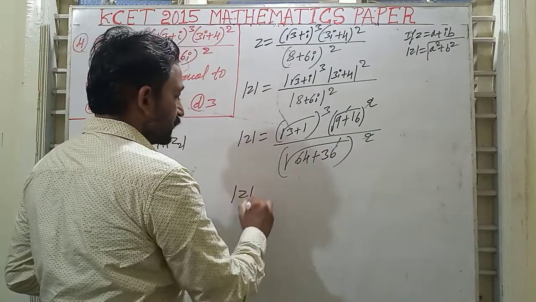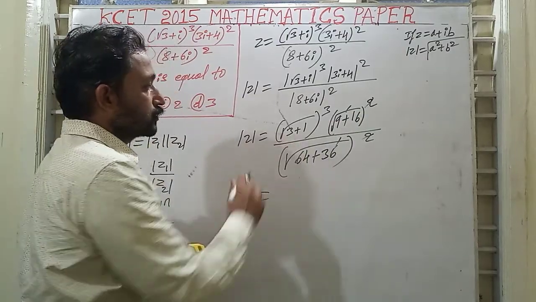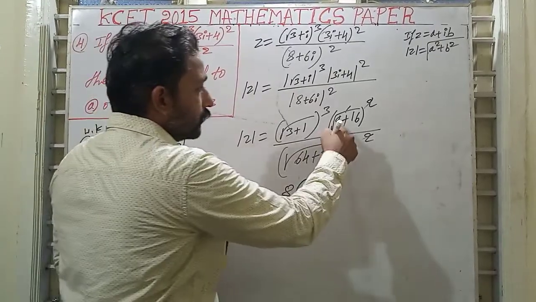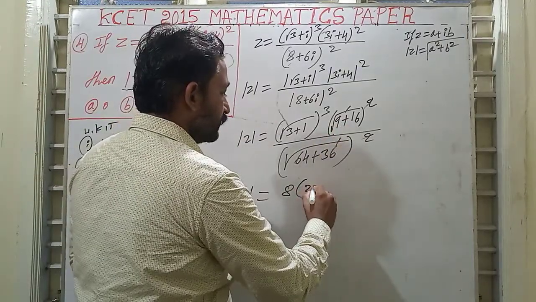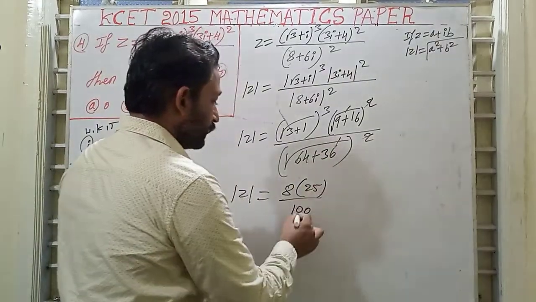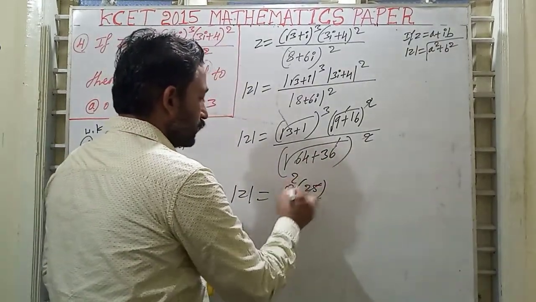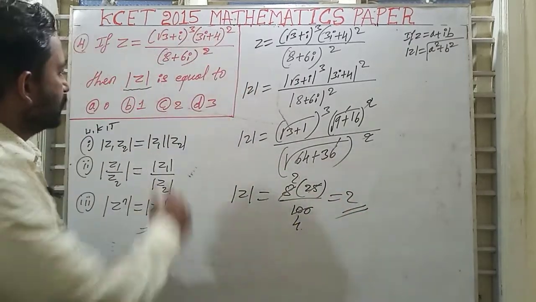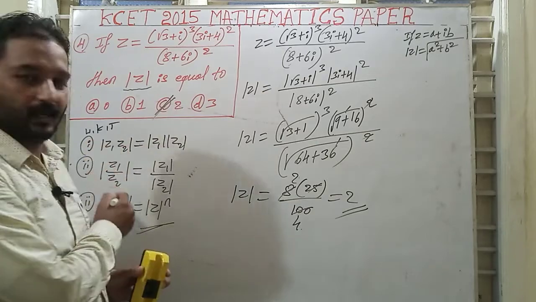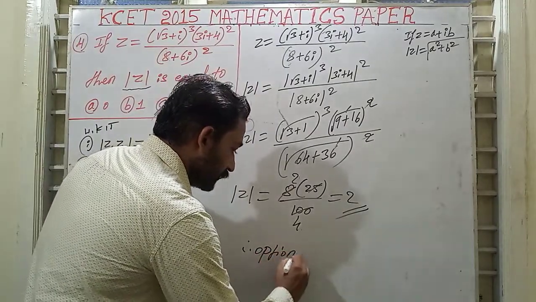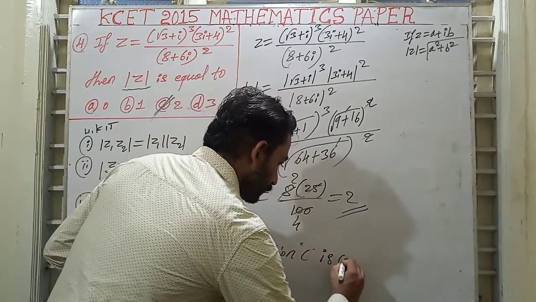So modulus of z becomes 3 plus 1 is 4, square root of 4 is 2, 2 to the power of 3 is 8, into 9 plus 16 is 25, divided by 64 plus 36 is 100. 25 fours are 100, so the answer is 2. Good answer. So which option is correct? Option C is correct. Therefore, option C is correct.